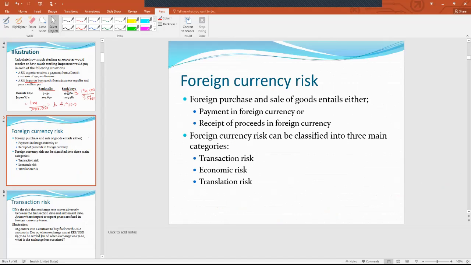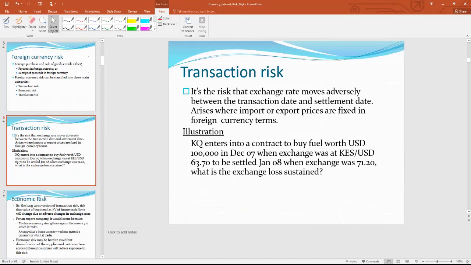Now, the foreign currency risk that we are most concerned with is called the transaction risk. However, we have other risks we ought to be concerned with, called the economic risk and the translation risk. The transaction risk is about what you just did, importation and exportation. You need to pay a supplier in foreign currency, or you'll be receiving money in foreign currency.